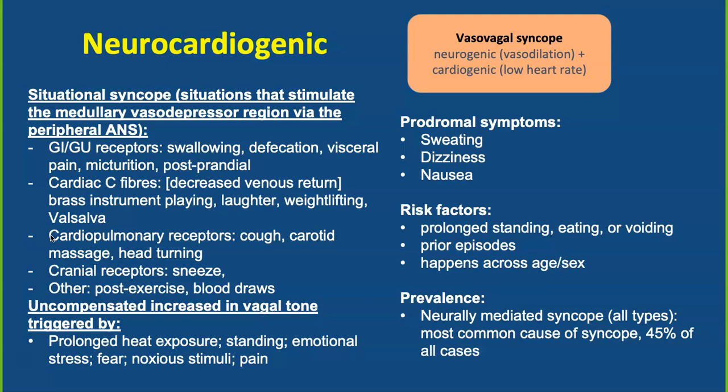Also, for vasovagal syncope, patients might have prolonged heat exposure. They might have prolonged standing, emotional stress, fear, or noxious stimuli before the syncope happens. So what's really important is that you ask about these prodromal symptoms as well as these situations. So you'll want to ask, did they have sweating, dizziness, or nausea before the syncope happened? And were they in any of these situations that would be risk factors for having vasovagal syncope? And like Dr. Esquivel said, this is the most common cause of syncope, being 45% of all cases.